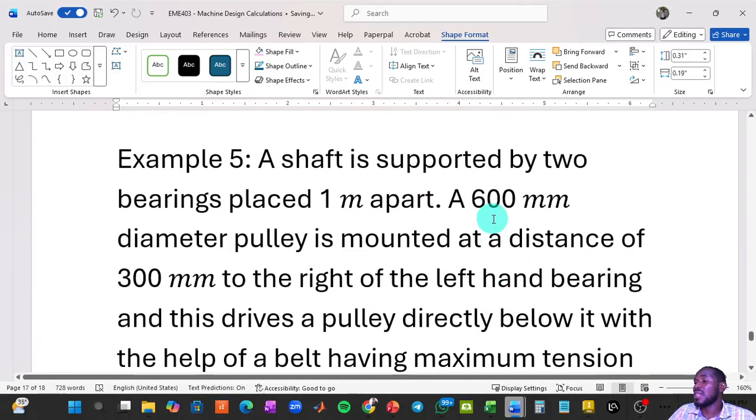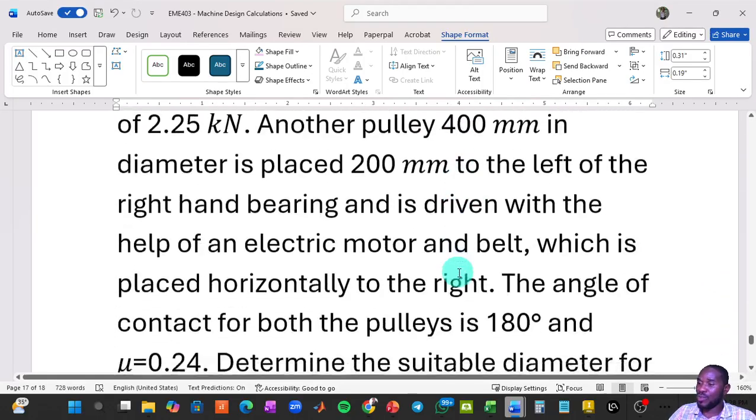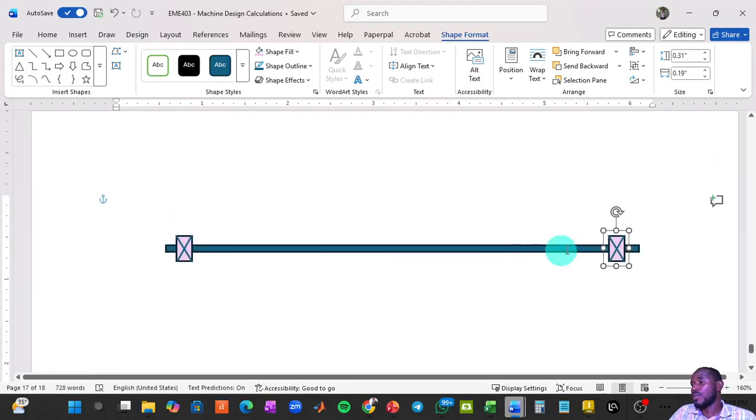And then it says that a 600 millimeter diameter pulley is mounted at a distance of 300 millimeters to the right of the left-hand bearing. So let's come down. This is the right-hand bearing. This is the left-hand bearing. So we're referring to this bearing. Now, we are going to move to the right of this left-hand bearing by 300 millimeters. So you need to estimate in your mind whereabouts that would be. If the distance from here to here is 1,000, then 300 may be somewhere around here. And that's where your pulley is.